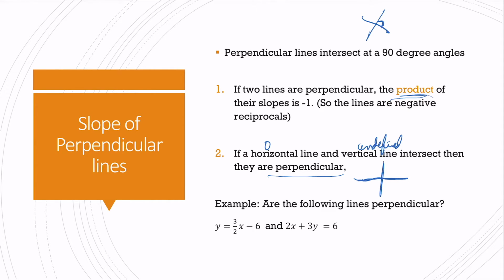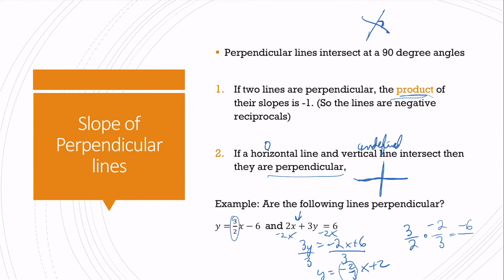So in order to determine if the following lines are perpendicular, I want to get this in slope-intercept form and see if the product of their slopes is -1. So I'm going to subtract 2x from both sides. I get 3y equals -2x plus 6. I divide both sides by 3. y equals -2/3 x plus 2. I have a slope of -2/3 and a slope of 3/2. If I multiply those together, I get -6/6, which is -1.